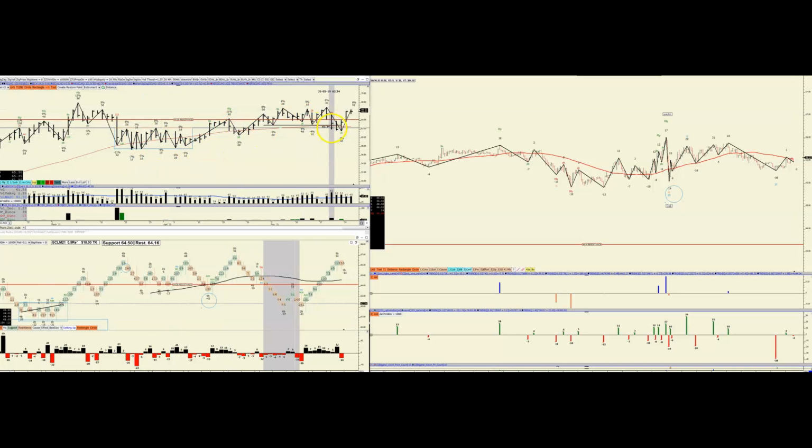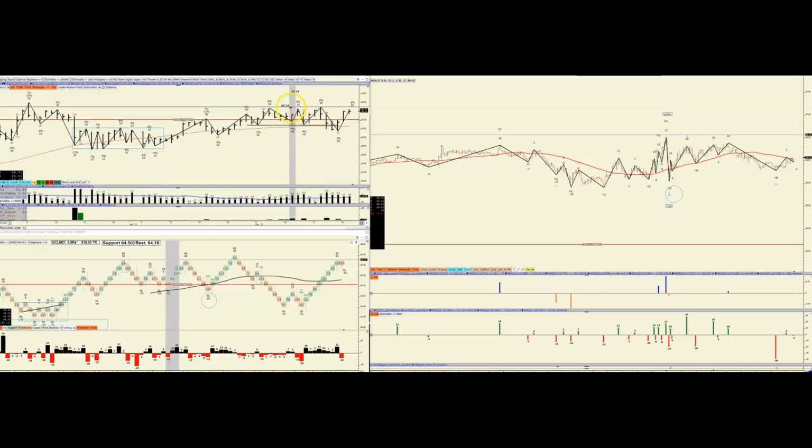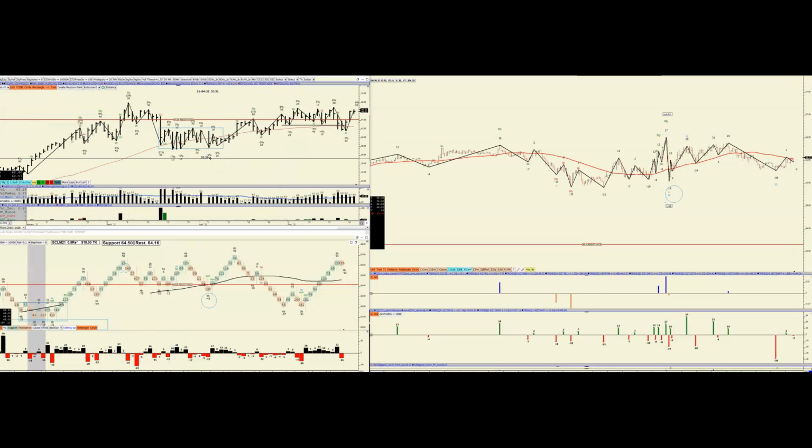Again, testing that same area. Will it take out this high? Nobody knows that. So that's the point, because there's a lot of conflicting information. This could be reaccumulation, fine, but what about the selling that came before it? That's not trivial. That is not trivial.